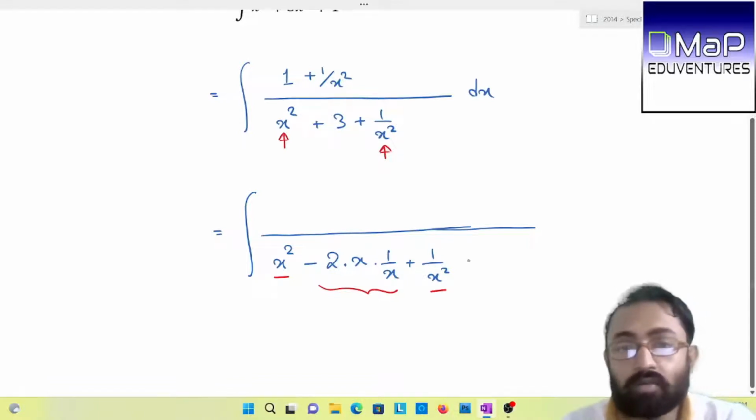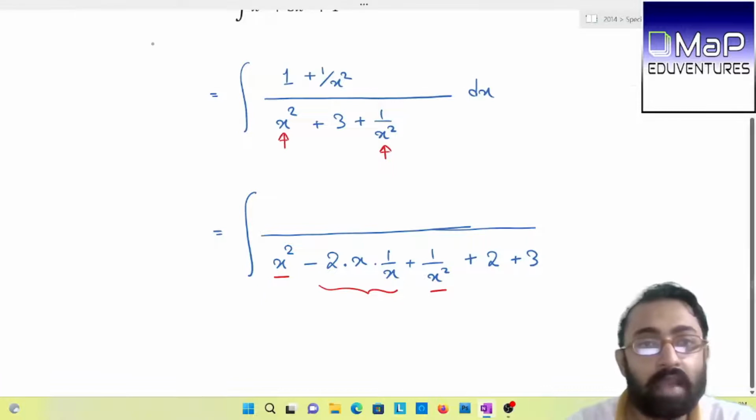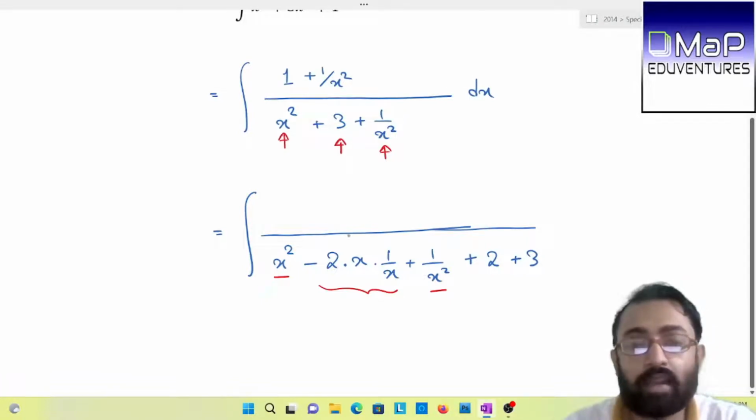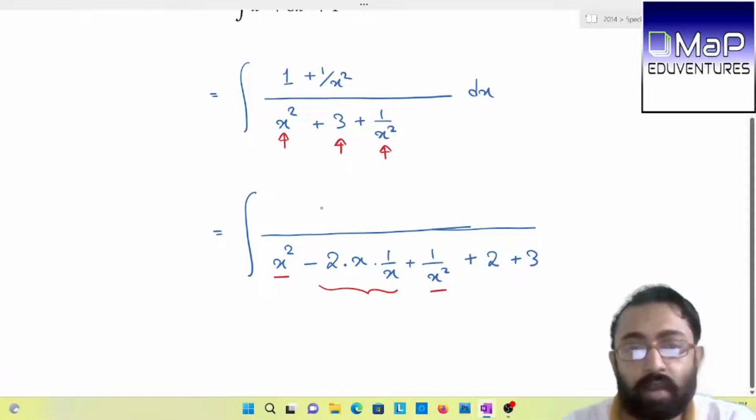Alright, so here I will add a 2, get rid of that minus 2, and beforehand we had a 3, so we will add a 3. We had a 3, so we have to add a 3. Now you can say that okay, now we are balanced. Now the numerator will remain the same, 1 plus 1 by x squared, dx.